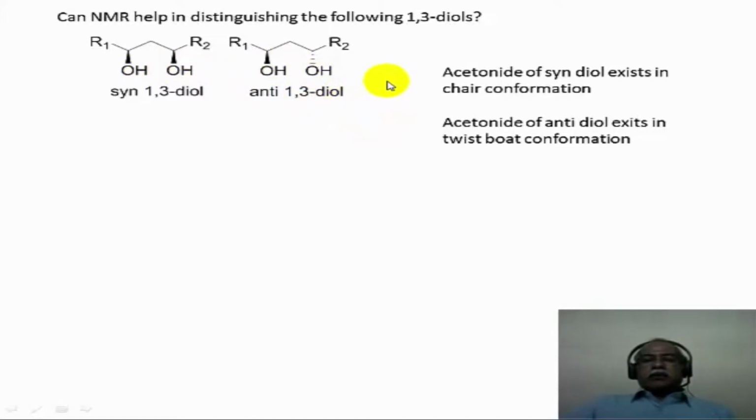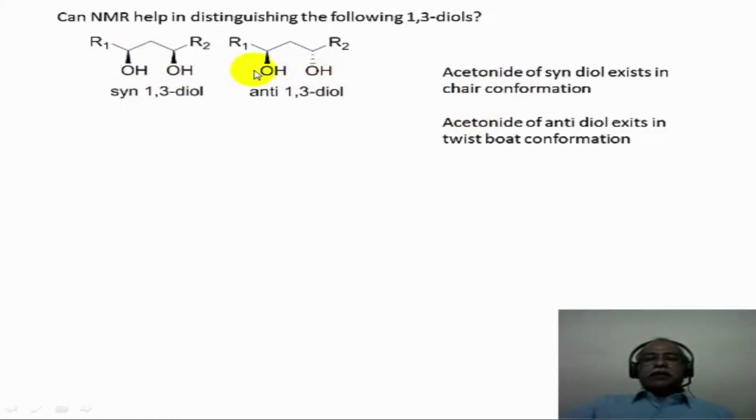One needs to know something about the chemistry of this molecule when it reacts with acetone to form an acetonide ketal. For example, if you take this molecule and treat it with acetone and a little bit of acid as a catalyst, the acid-catalyzed ketalization will take place and the acetonide will be formed. The acetonide of the syn diol has a chair conformation, because if you form an acetonide with acetone, essentially you will form a 6-membered ring. This is 1, 2, 3, 4, 5, and the acetone carbon will be the 6th carbon. So this will be a 6-membered ring, so it exists in the chair conformation.